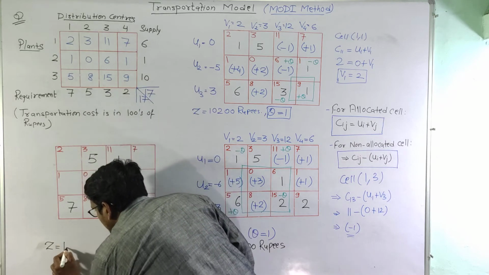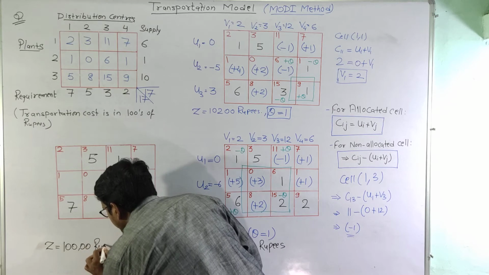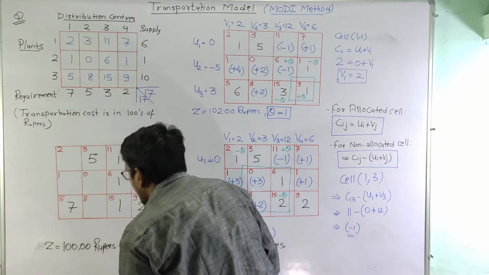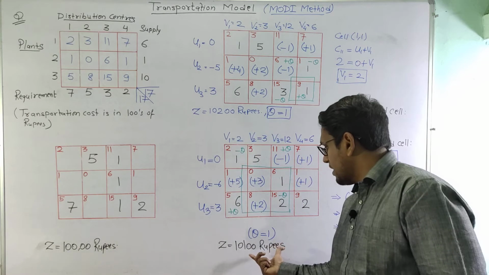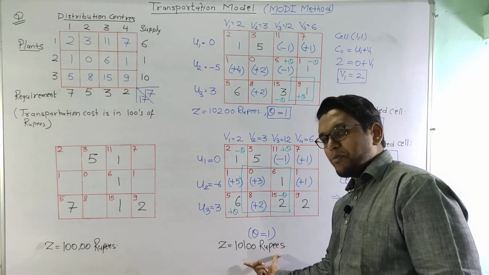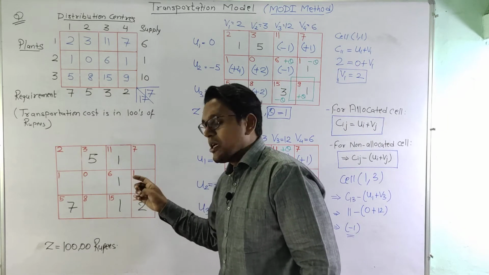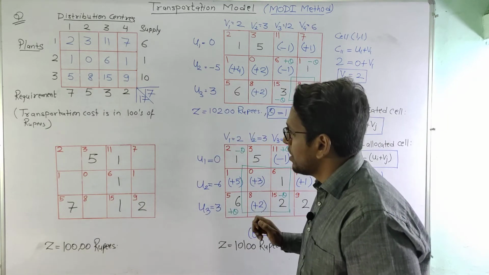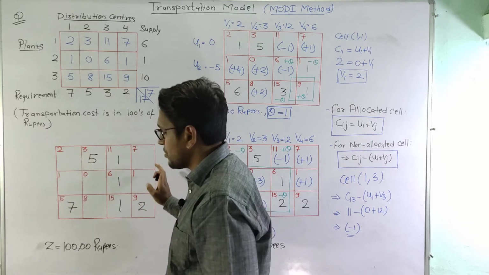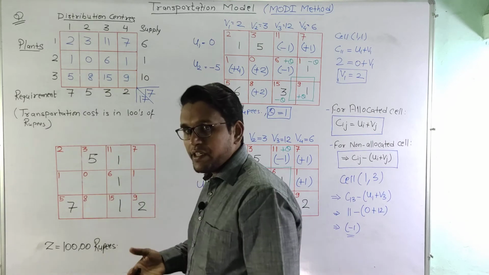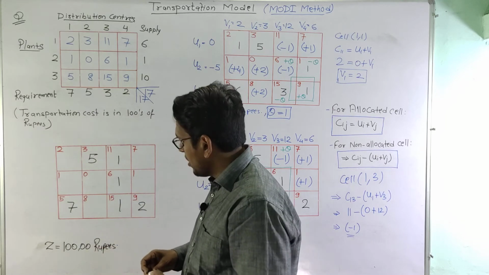So this will be 10000 rupees, and this shows that this value of z is lesser than the previous value of z. Hence our solution is better than the previous solution. Now this is the feasible solution, a new feasible solution, and again we need to check whether this solution is optimal or not.